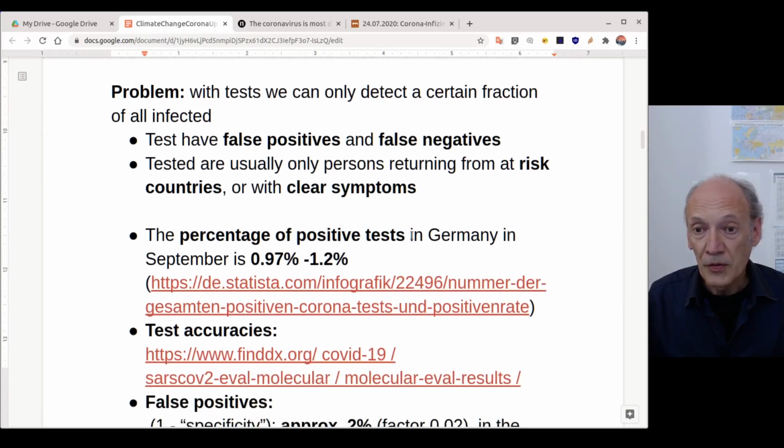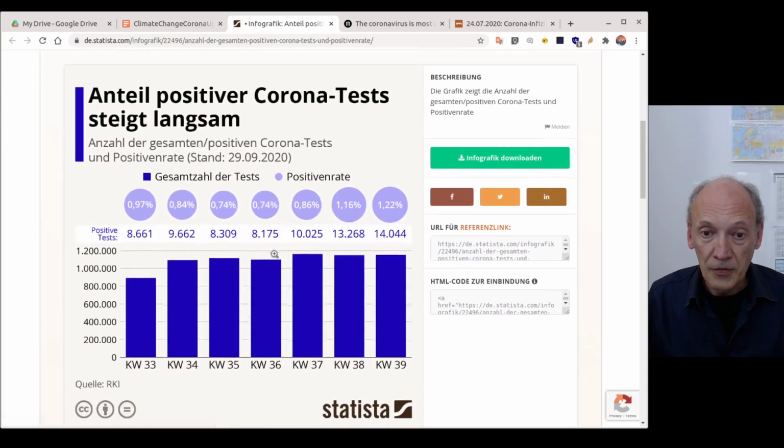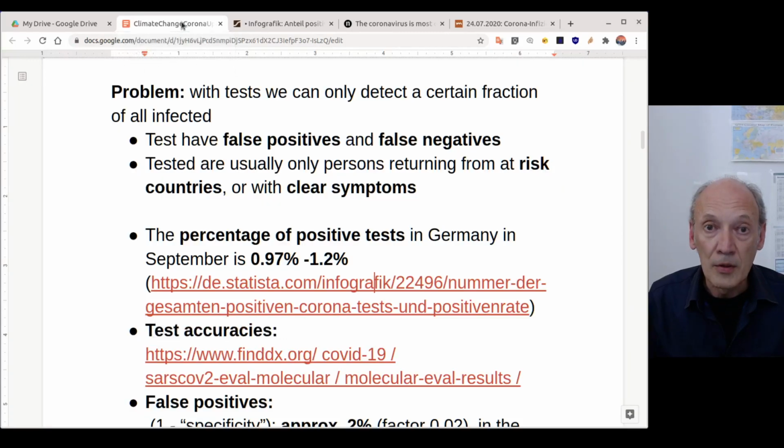So the percentage of positive tests in Germany in September was around 1%, right? So it's actually not that high. Here you can see it, and you can also see that it slowly is increasing. Here you can see the calendar week, and you can see the positive tests, and how the percentage of the positive tested goes up, right? So that means the virus is spreading. The numbers are still relatively low, but they are about to rise.